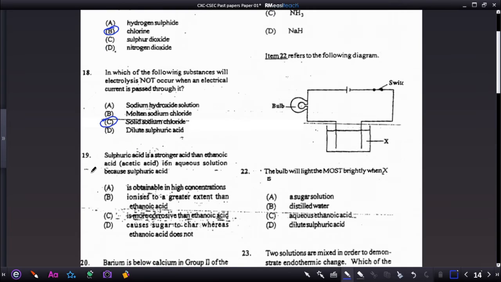Question 19. Sulfuric acid is a stronger acid than ethanoic acid, acetic acid, or vinegar in aqueous solution because sulfuric acid is obtainable in high concentrations, ionizes to a greater extent than ethanoic acid, is more corrosive than ethanoic acid, or causes sugar to char, whereas ethanoic acid doesn't. And the answer for that would be B. It ionizes to a greater extent than the ethanoic acid.